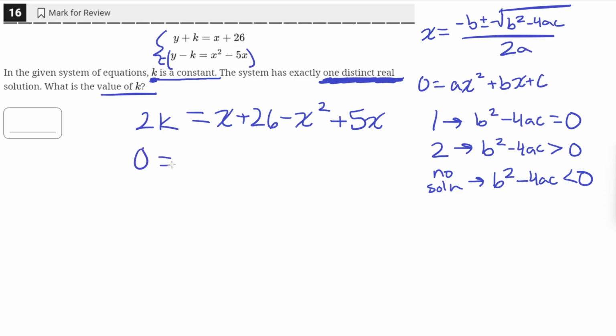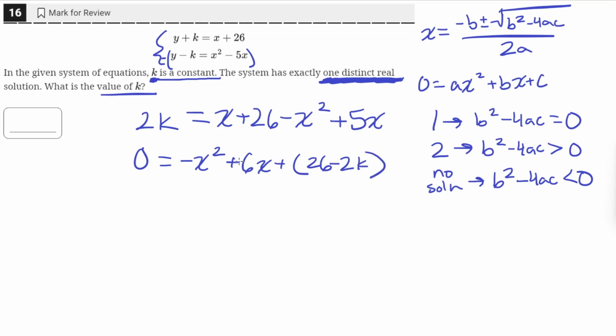So we'll have 0 equals negative x squared plus, let's combine x with 5x to get 6x. And then we have the constant. So we have 26 is one constant and 2k is one constant. So when we subtract it from both sides, it'll actually be a negative on the right hand side. So we'll have negative 2k.